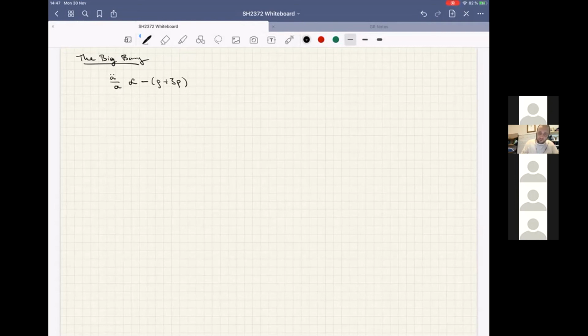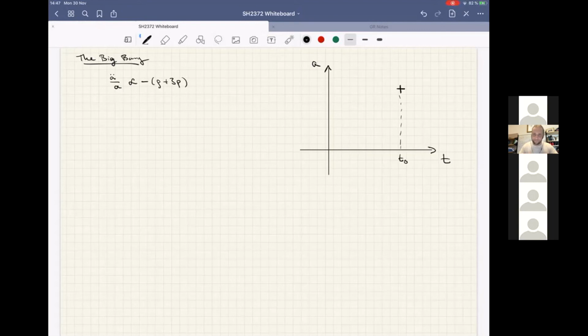Now, if we assume, or rather an observation, let me draw a diagram here. So we have an observation that if we put time on the x-axis and the scale factor on the y-axis, we are going to be somewhere around here. So this is our position today. We have some time and we have some scale factor. So this is often called T0.